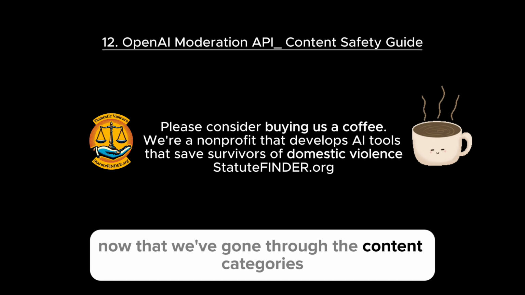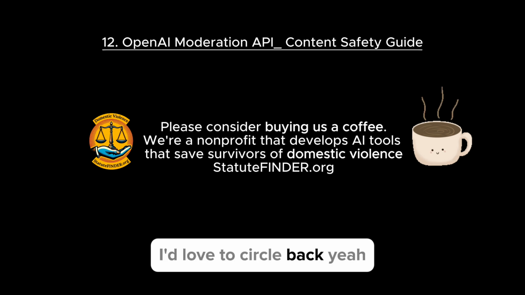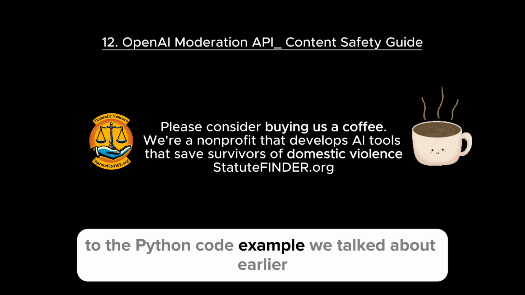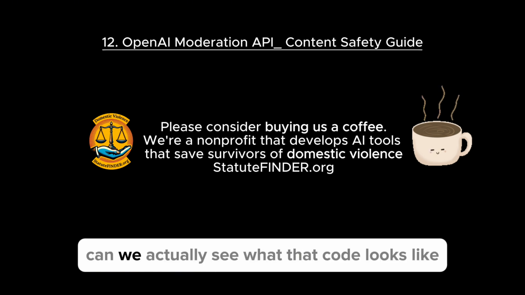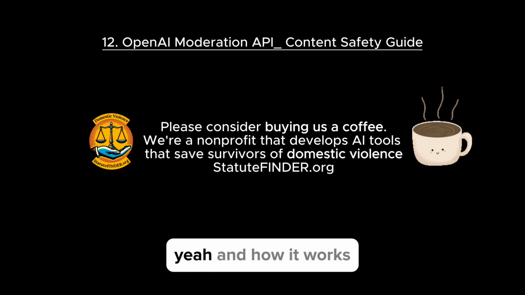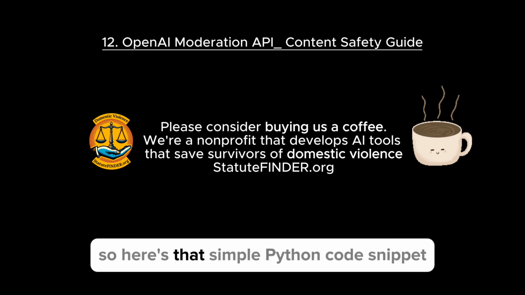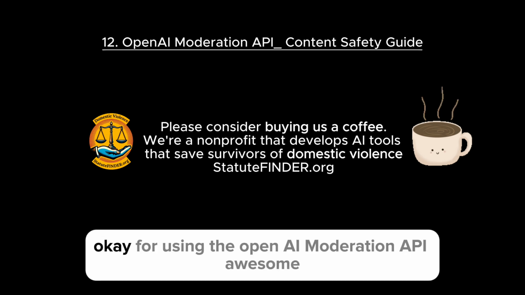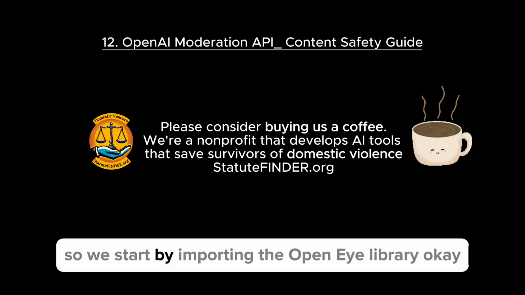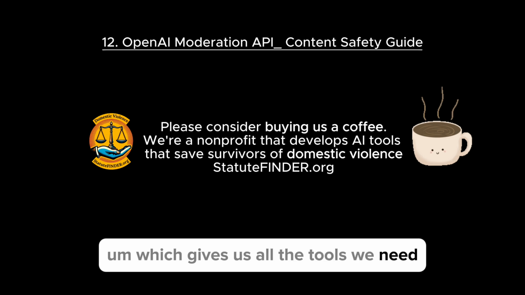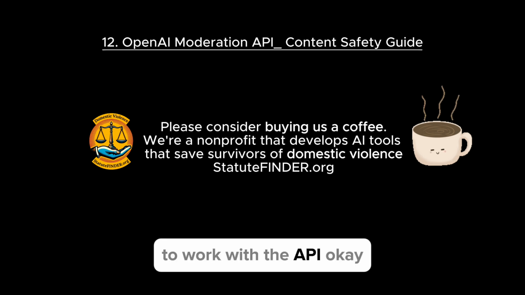Now that we've gone through the content categories, I'd love to circle back to the Python code example we talked about earlier. Can we actually see what that code looks like and how it works? Absolutely. Let's take a look. Okay, so here's that simple Python code snippet for using the OpenAI moderation API. We start by importing the OpenAI library, which gives us all the tools we need to work with the API.